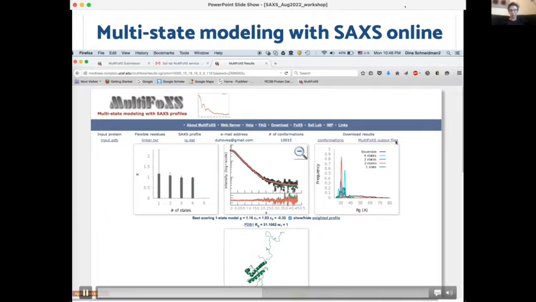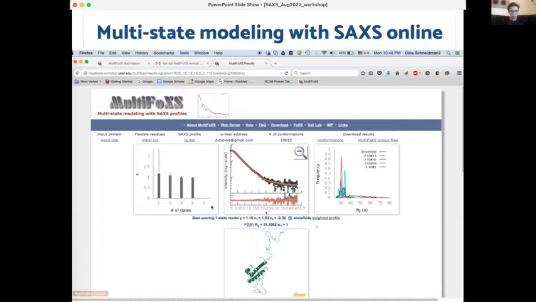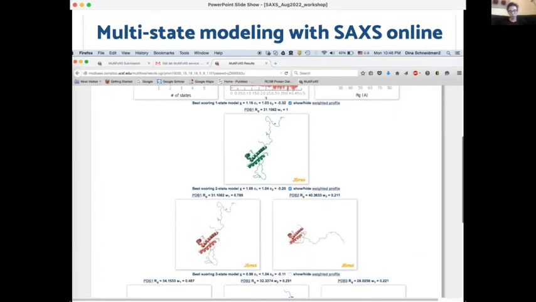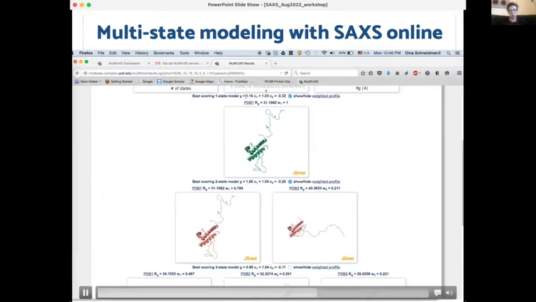So this data set basically can be fitted with a single state despite being a disordered structure. But if we go to the two-state model, it improves very, very slightly. So now you will see how it looks. This is the best scoring two-state model, and here you can see that the chi is slightly better.